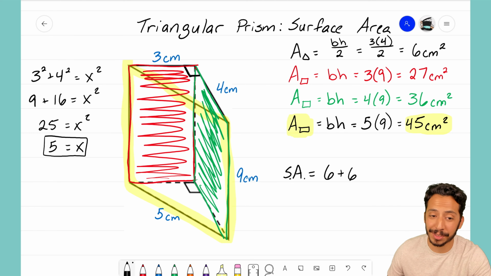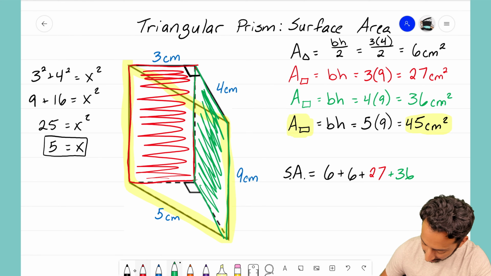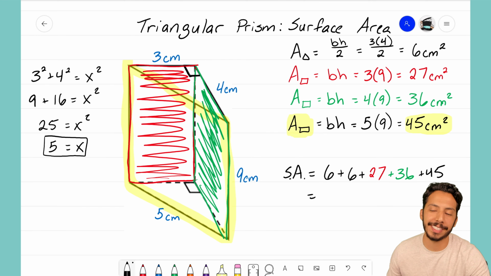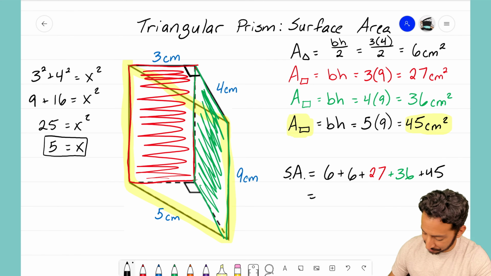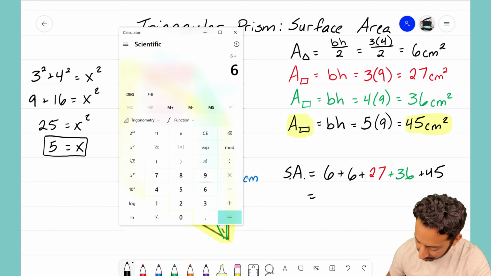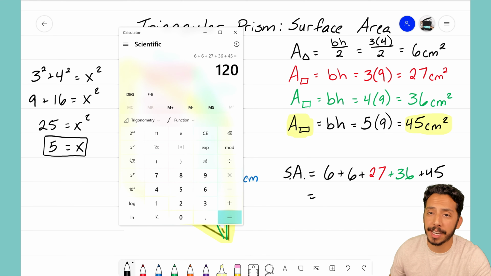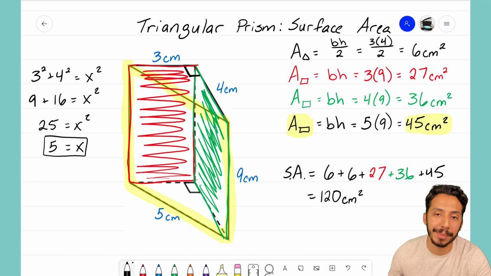Now let's add up the rectangles. The red side is 27. The green side was 36. And the highlighted side was 45. To find the total surface area of this triangular prism, we just have to add up all of these sides together. So 6 plus 6 plus 27 plus 36 plus 45 ends up with a total surface area of 120 square centimeters.